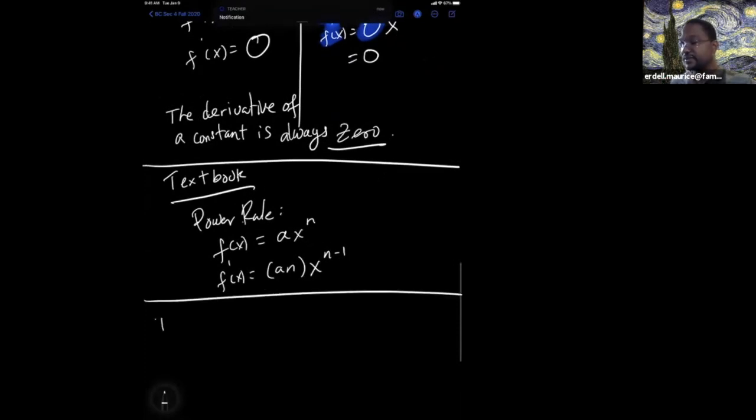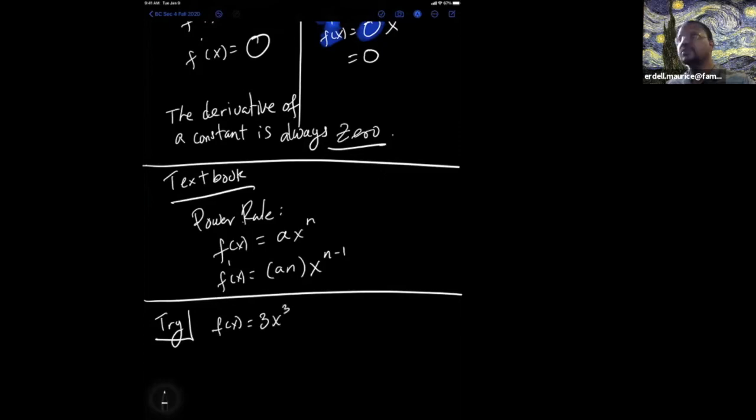Try this one for me, please. I want you to send me a private message with the answer. f of x is equal to 3x cubed minus 3x squared plus 3x plus 10. Send me the derivative of this for me, please.